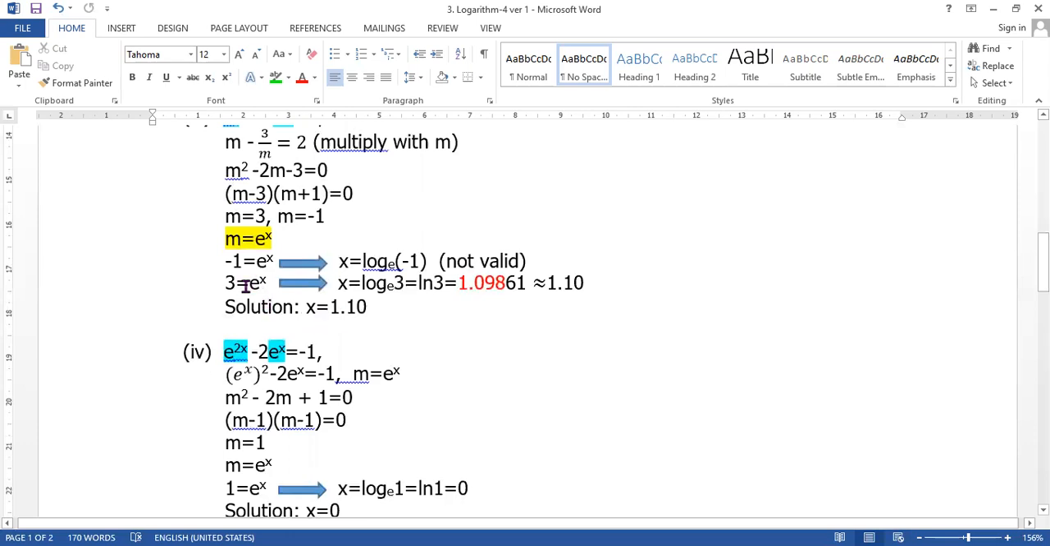Okay, how about 3? This is valid, and we can use our calculator, or we can first change this logarithm with base a as ln. So ln 3 is 1.098, and we round off as 1.10. So the final solution is 1.10.